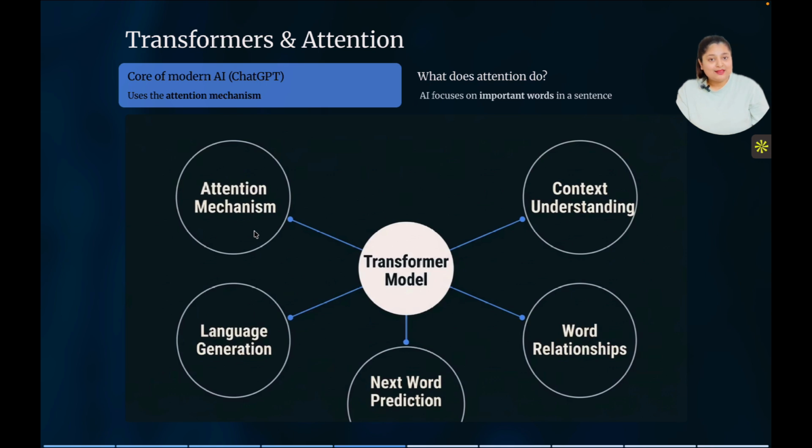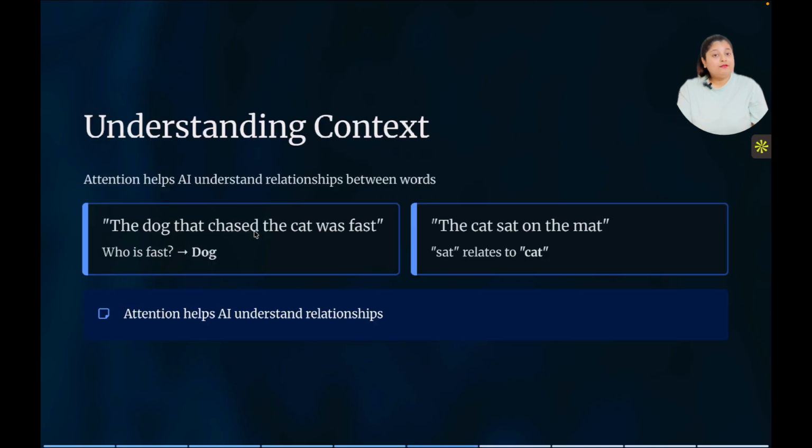Let's understand with another example. "The cat sat on a mat." The word "sat" is related to the cat. Attention helps the model to understand these relationships. Without attention, AI sees just words. With attention, it understands the context.